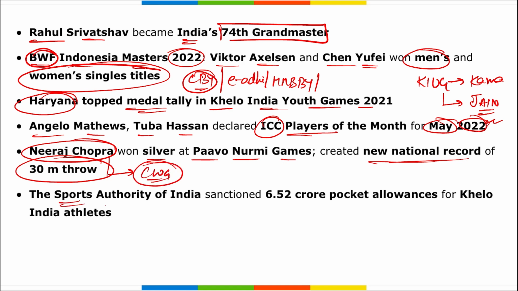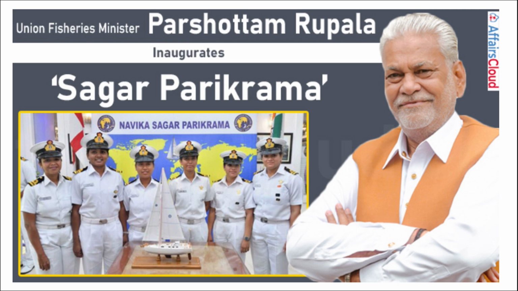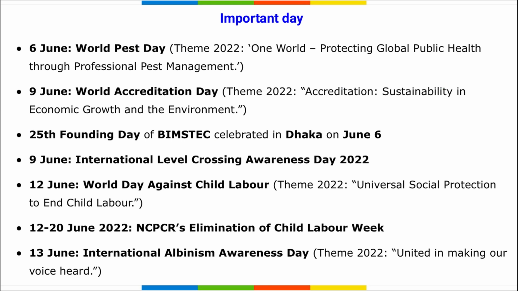Next, the Sports Authority of India has sanctioned 6.52 crore rupees of pocket allowance for Khelo India athletes. That means all the athletes will be given some pocket allowance for their training and the diet they will require for these particular games. Next is Union Fisheries Minister Purushottam Rupala ji. He has inaugurated Sagar Parikrama. Important. Who inaugurated Sagar Parikrama? It is Purushottam Rupala ji.